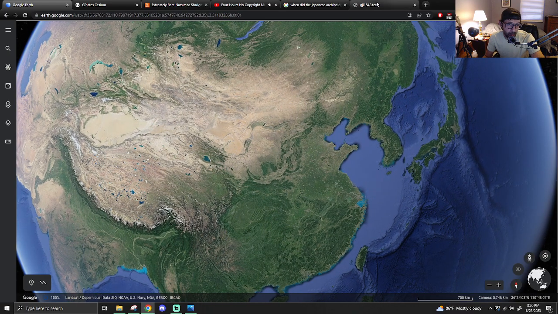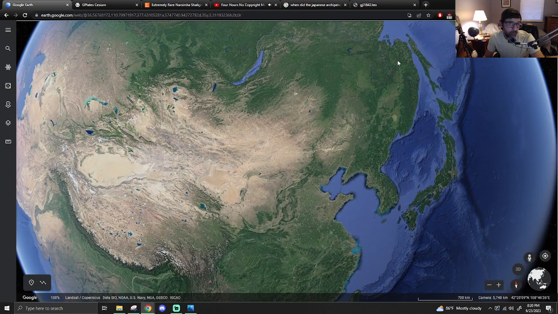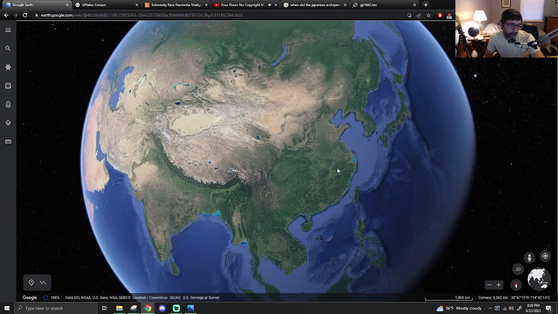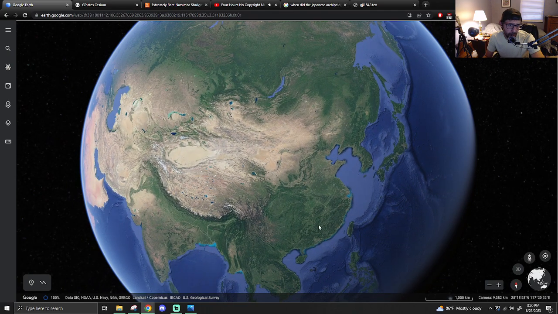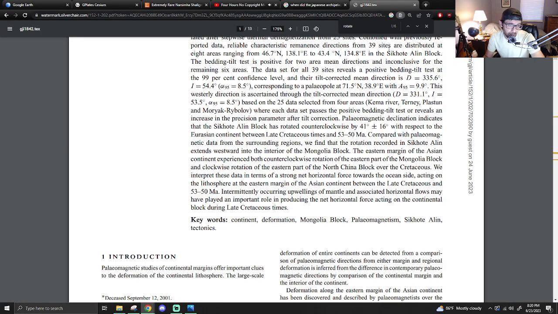So let's see where the North China block is, if it's this. It's gotta be this one. It's gotta be this. Like, it can't be this. So it's gotta be this. Which would make sense then, because of the current. And probably significantly less. Let's see if they say.